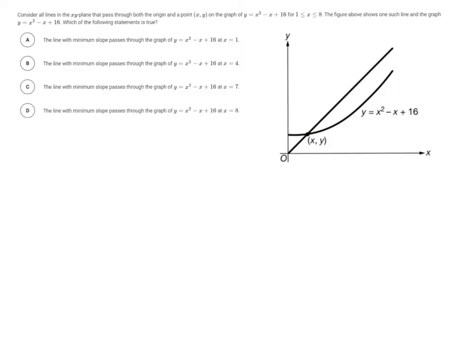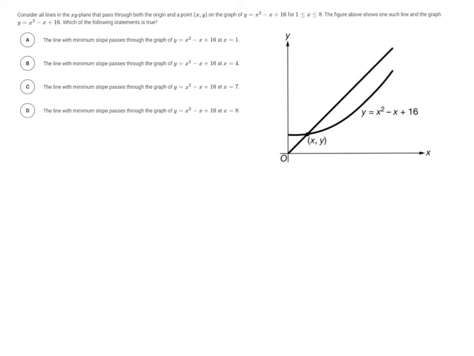The second problem is another fairly challenging optimization problem. I think it's mainly hard to understand what we're actually looking for. We want to know the line with the maximum slope that passes through this parabola y equals x squared minus x plus 16, and also passes through the origin.